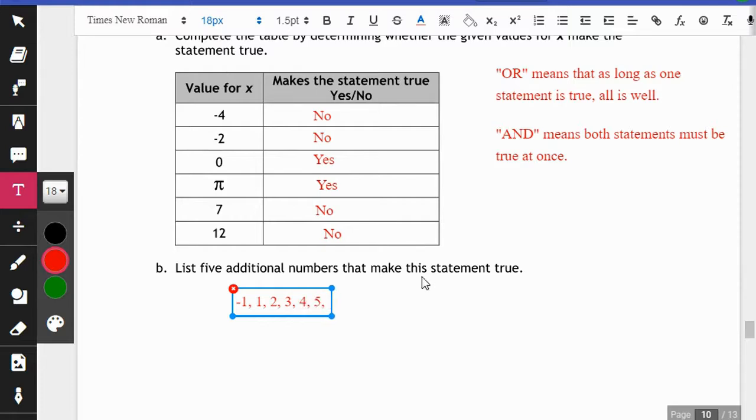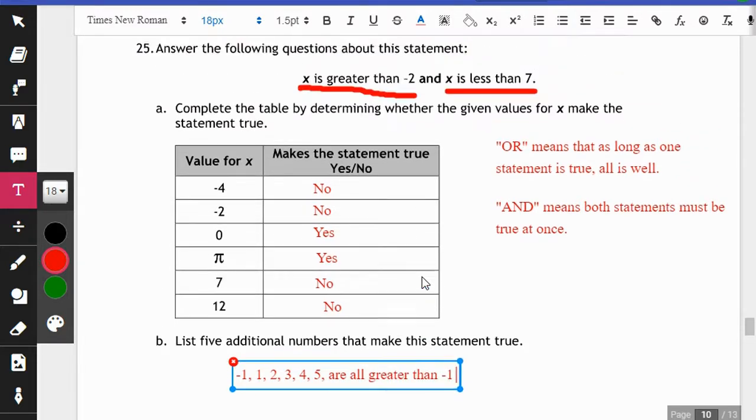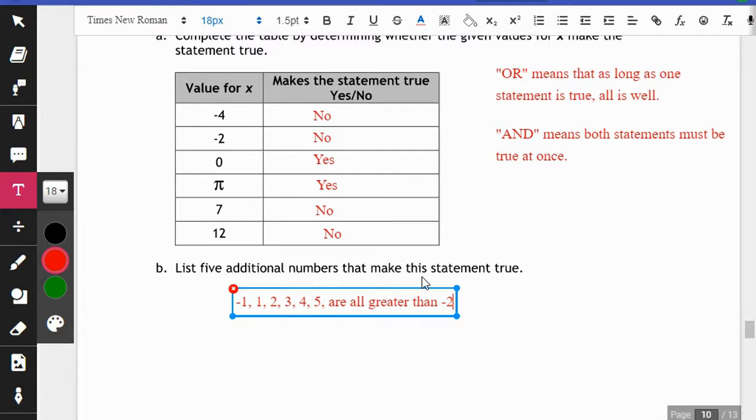There, those are numbers greater than -2 and less than 7.